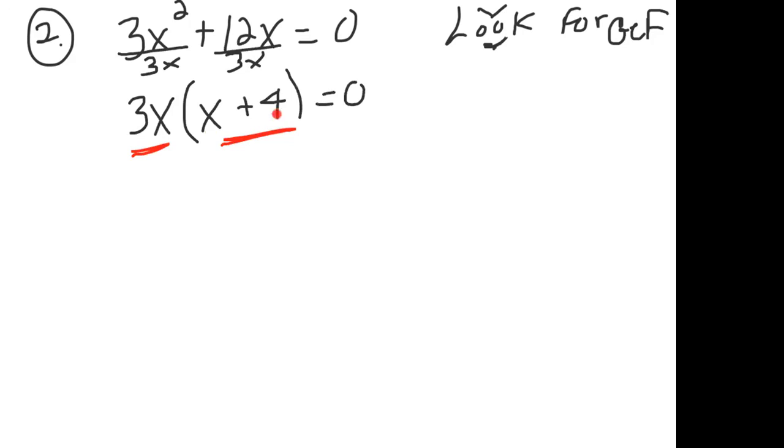What number plus 4 makes this parenthesis 0? That one right there will be a -4. So x equals -4 is the answer for that one.